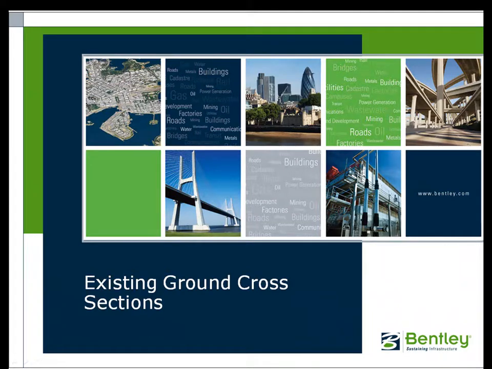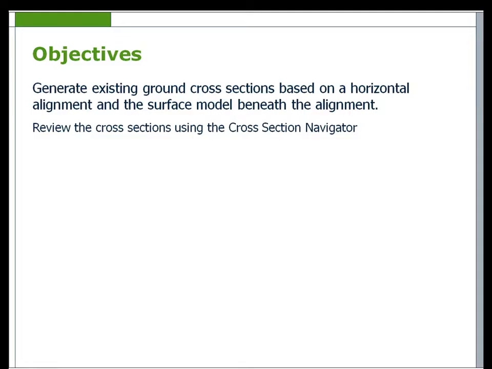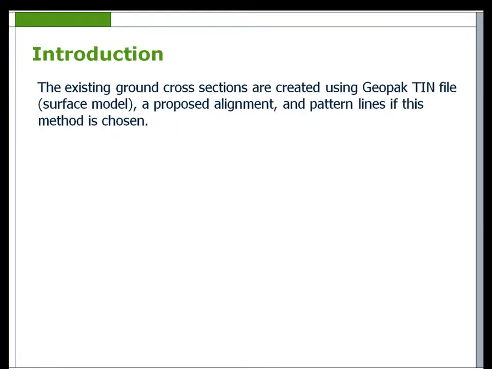In this session, we'll look at existing ground cross-sections. The objective here is to generate existing ground cross-sections based on a horizontal alignment and the surface model beneath the alignment, and also to review the cross-sections using the cross-section Navigator.